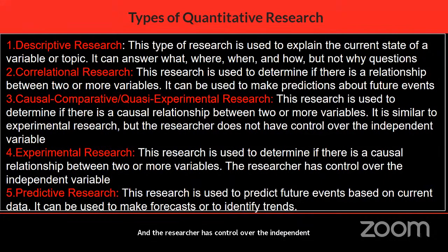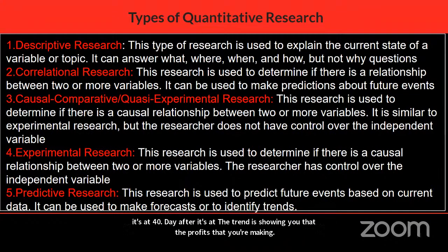Then we have predictive research, which is used to predict future events based on current data. It can be used to make forecasts or identify trends, like in business. This year, the profit you made is at 20. Next year, it's at 40. The year after, it's at 60. The trend is showing you that the profits you are making are increasing yearly.